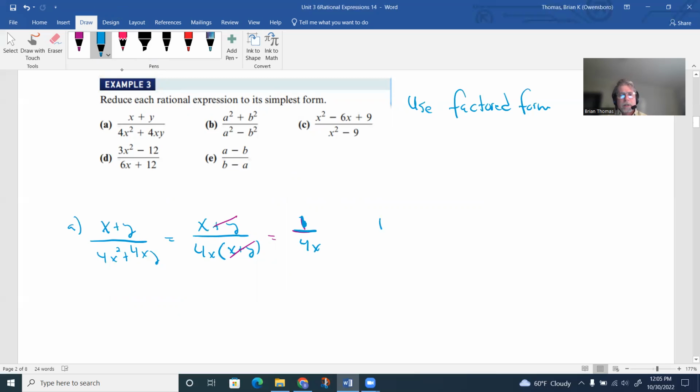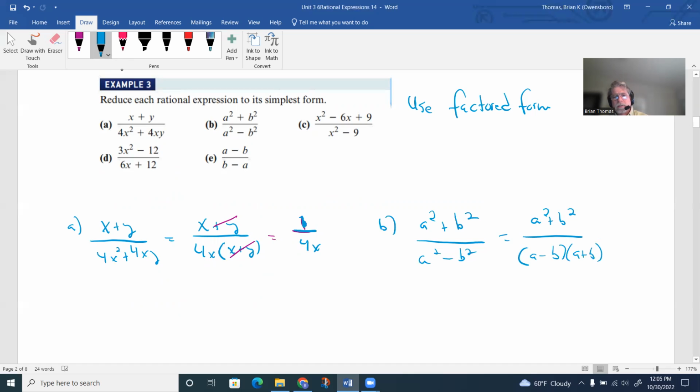So if I look at b, I have a squared plus b squared over a squared minus b squared. Notice that the numerator is not factorable. So the bottom is factorable, but I don't think we're going to gain anything by doing that. So a squared plus b squared is not a difference of squares, and there's not a GCF, and the denominator is a difference of squares, I could factor that into a minus b times a plus b.